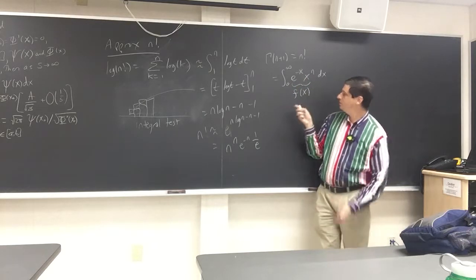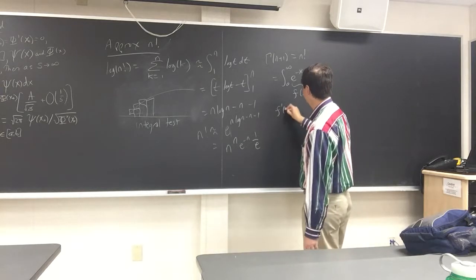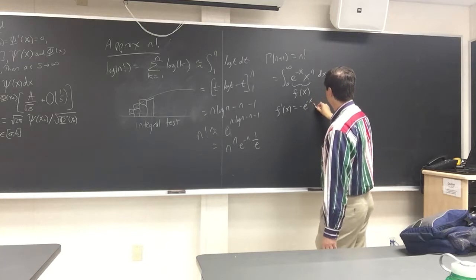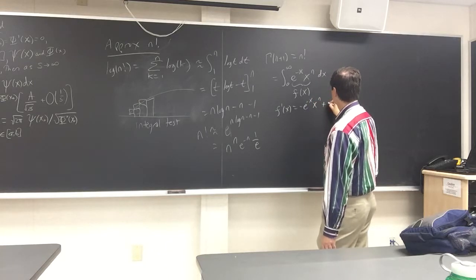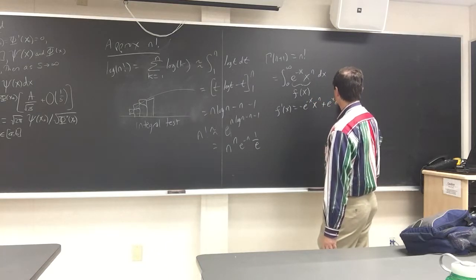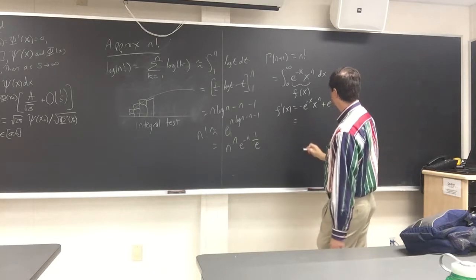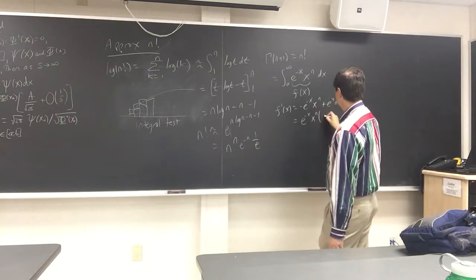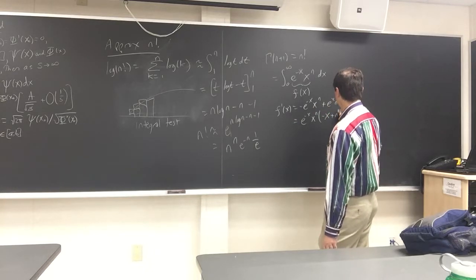If you calculate the derivative, you get a lot of information. So f prime of x is going to be negative e to the negative x, x to the n, plus e to the negative x, x to the n minus 1. So if I factor, I get e to the negative x, x to the n, then I'll have negative x plus n.